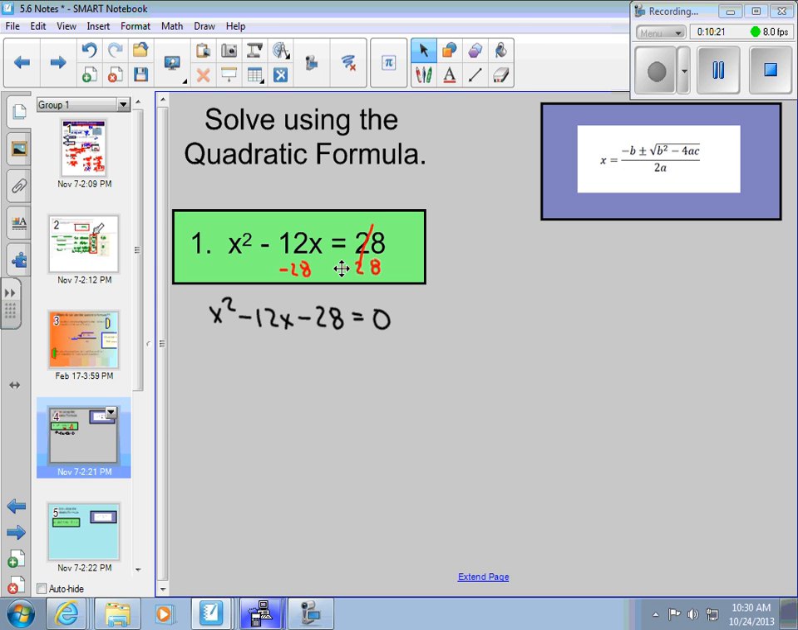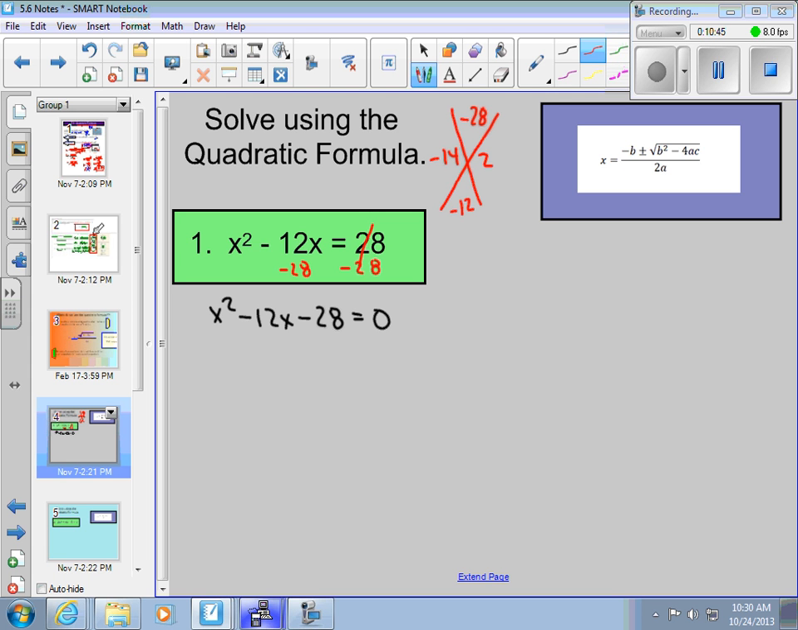Okay. Now check before. Could we factor this one out to do it? This one you probably could factor because I think there are numbers that would multiply to negative 28 and also add to negative 12. And if you think about it, you'll come up with the fact that this could be negative 14 and 2.